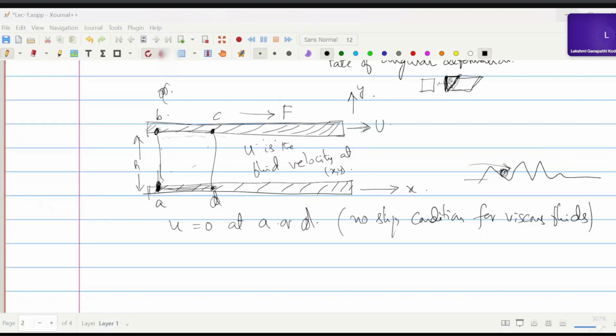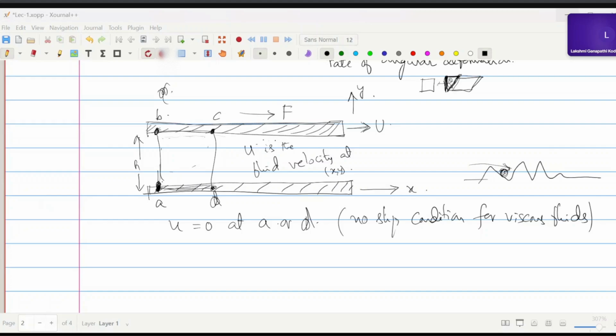It won't be the case for ideal fluids, that is, if it is not a viscous fluid. Usually you don't take u equal to zero. The fluid simply flows with whatever velocity it has inside, and it won't stick.